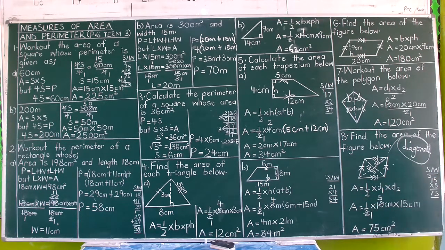Diagonal 1, the shorter, is 10 centimeters and the longer is 15 centimeters. You say half times 10 centimeters times 15 centimeters, and then you cancel this 10, which is divisible by 2 once. 10 divided by 2, you get 5. You have got 5 centimeters times 15 centimeters.